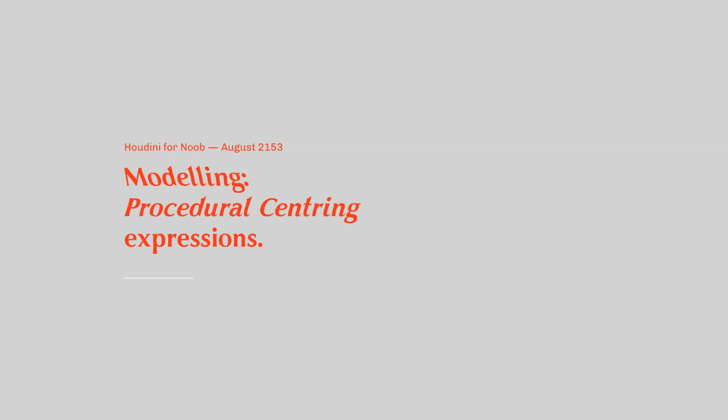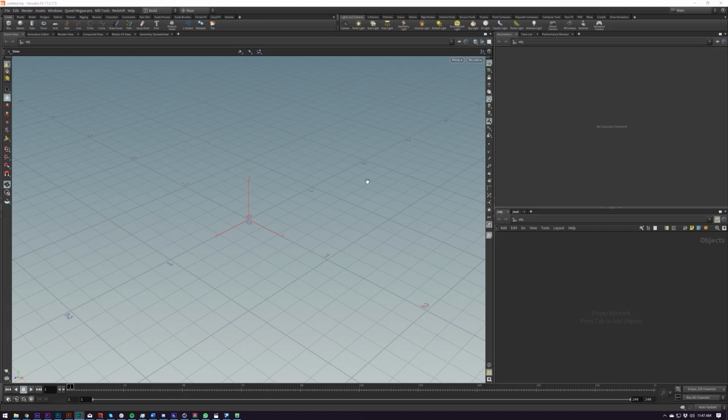Today we're back and we're going to be doing some modeling. But first off, I'm going to be showing you and going over some expressions in the transform SOP that are really useful and I'm going to be using throughout this little segment of the Houdini for Noob series. So let's jump in. I'm going to be showing you how to center an object procedurally, drop it to the floor procedurally, move the pivot procedurally, and also move an object to the center of another object at the end. So let's jump into it.